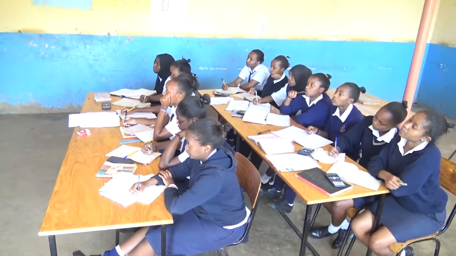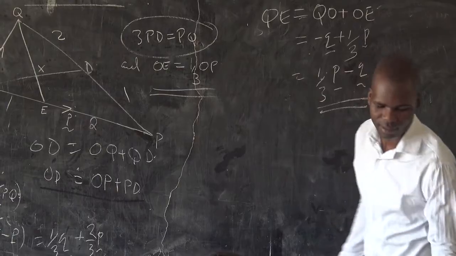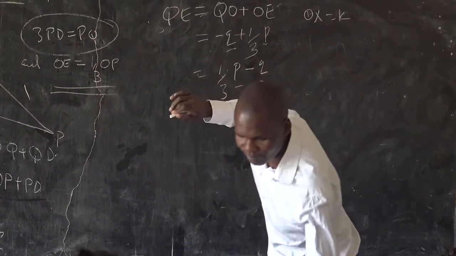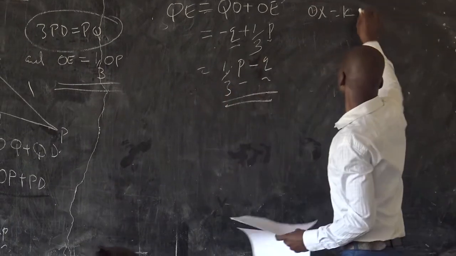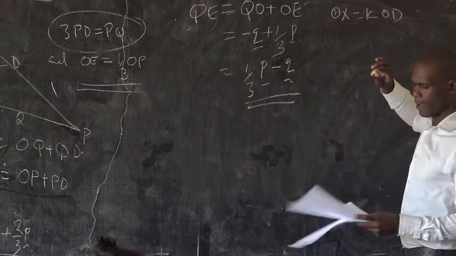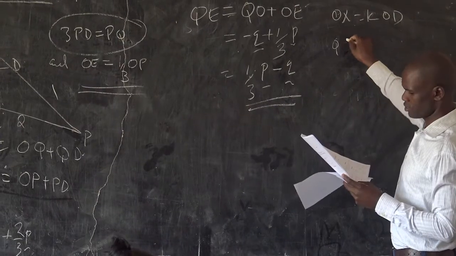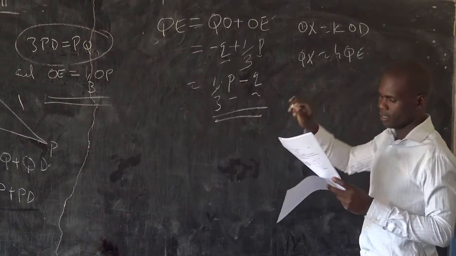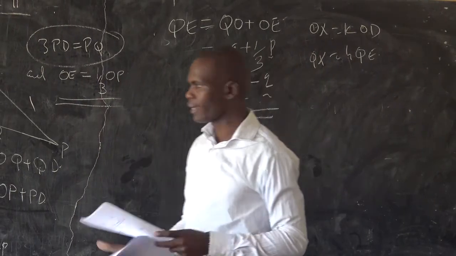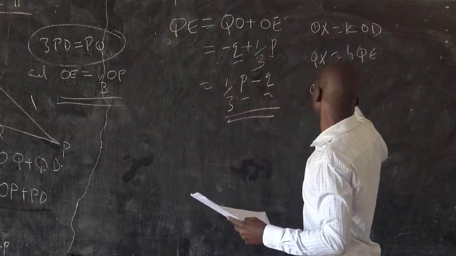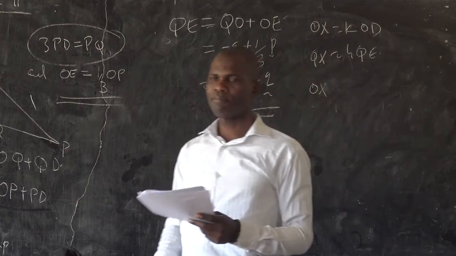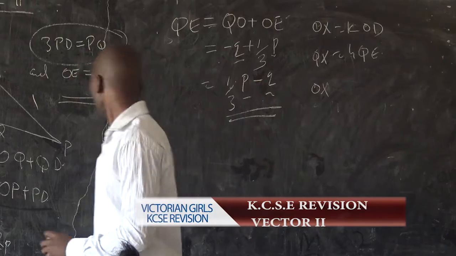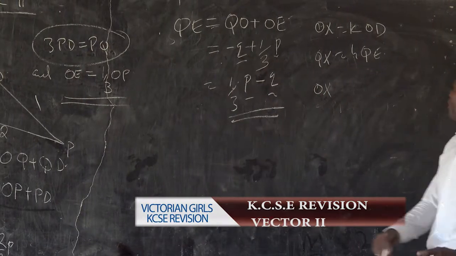Now part B, if OX equals K OD, then QX equals H QE. Now we are going to express OX in terms of K, P and Q, and again H, P and Q. Who can give us the first way to go?